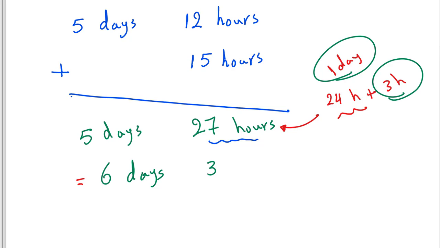So we have 24 hours, which is 1 day. How many hours remaining from the 27? When we take away 24, 3 hours remain from the 27. Okay, my heroes, let's see another one. Thank you, Salman.